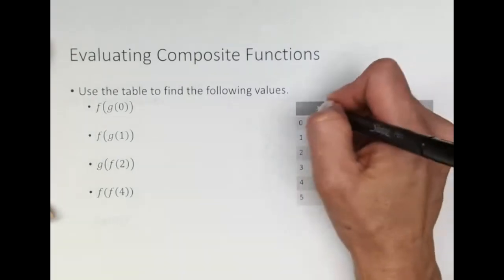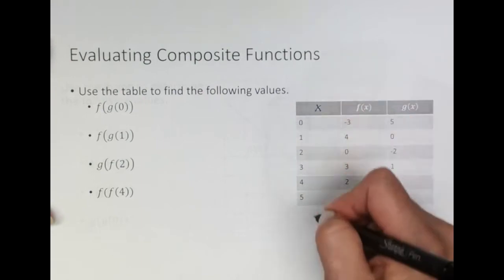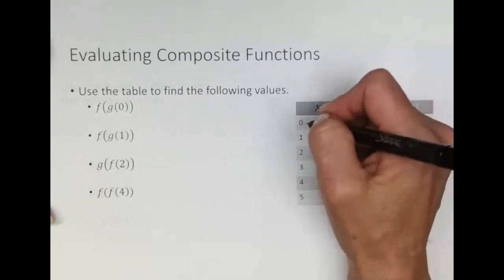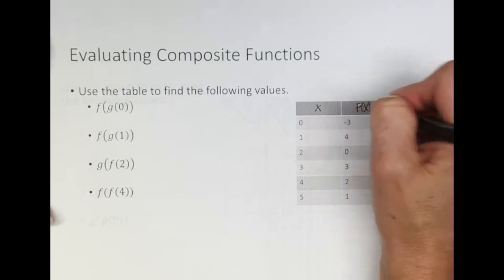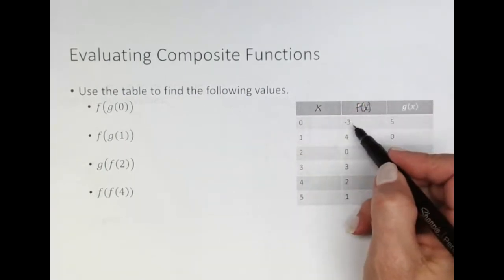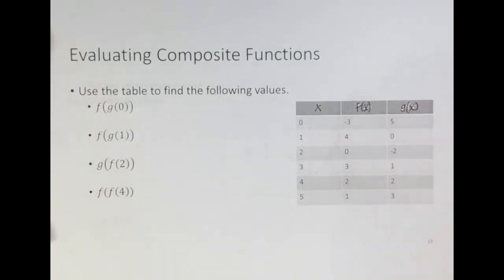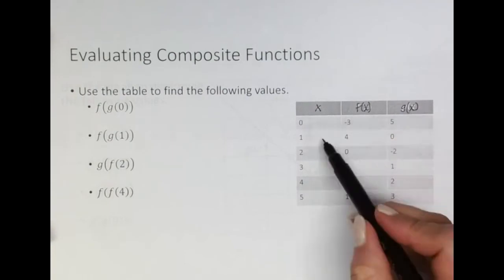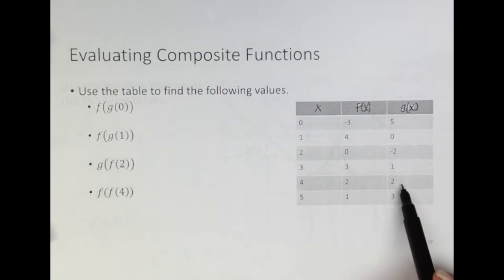All right. So x, that's our input, right? There's a column for x. When we feed this value of x into f of x, here's the output that we see. So when we feed 0 into f of x, the output is -3. When we feed 0 into g of x, the output is going to be 5, right? So on and so forth. Feed 1 into f of x, we get 4. Feed 4 into g of x, the output would be 2, right?